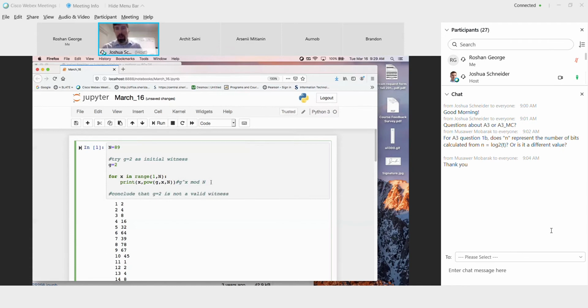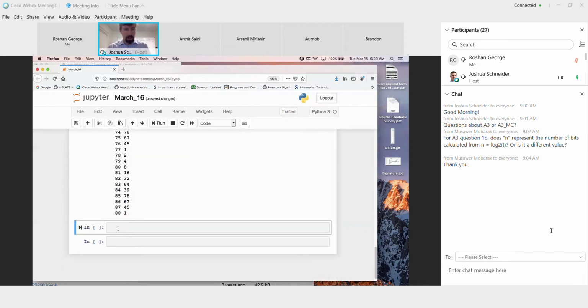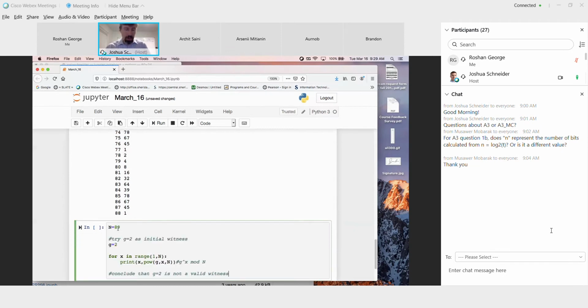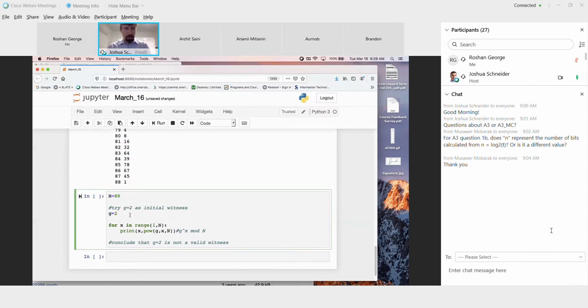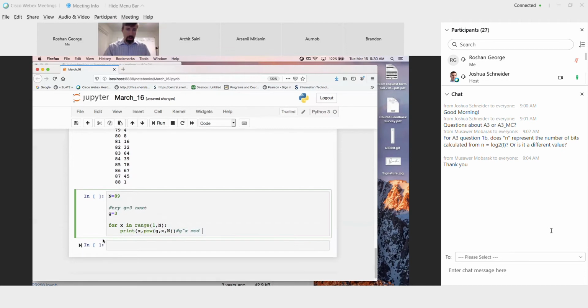Obviously you can automate the search. I don't want to spend too much time on the programming part here, so we'll just copy and paste this into a new cell and do it again. I know what the base is going to be: g equal to 3 will work. So we'll try again for g equal to 3, and we'll find 3 is fine in terms of a witness. So try g equal to 3, and this is not an initial witness. Next, we're not going to conclude anything, because this will actually work, so we don't need any comments here. Mod n. All right, so n is equal to 89 with now a witness of 3.